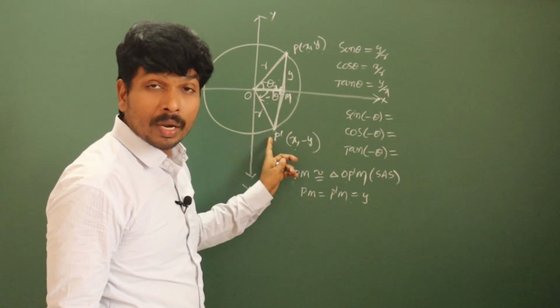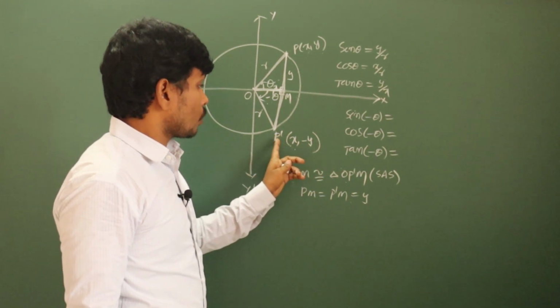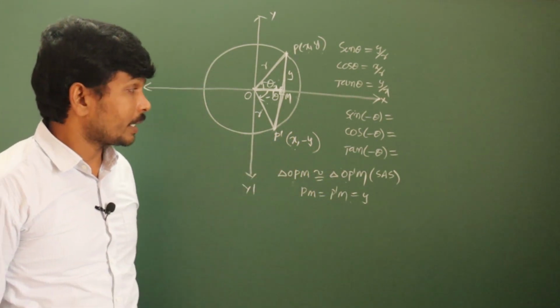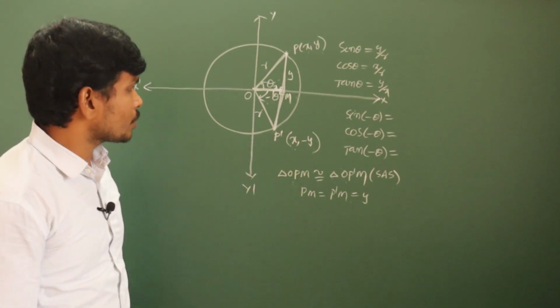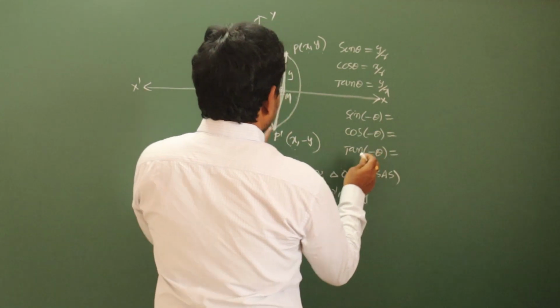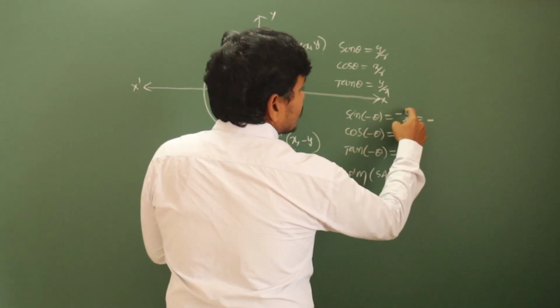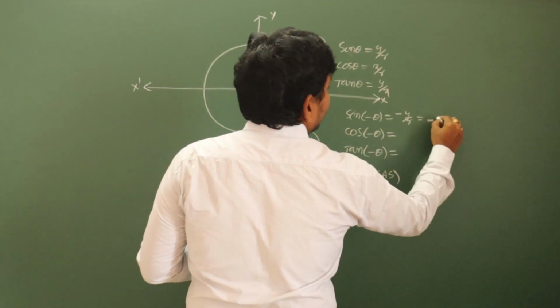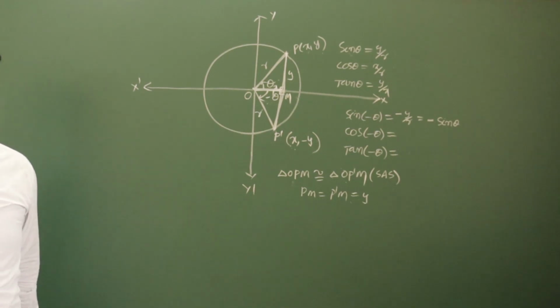But this point is in the fourth quadrant, so that's why you get minus Y. So the coordinates of P dash you got are x comma minus y. Once you get the coordinates, the problem is over. Sin of minus theta value is minus y by r. Minus y by r is nothing but minus sin theta. So that's why sin of minus theta is equal to minus sin theta.